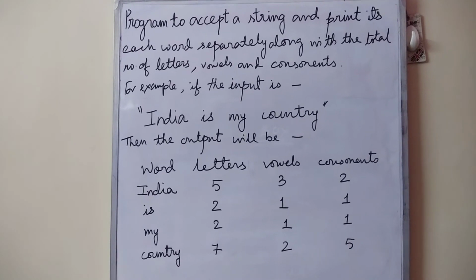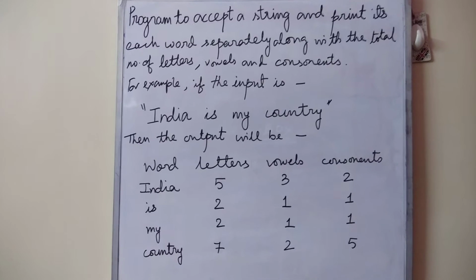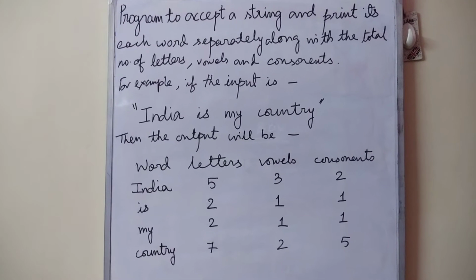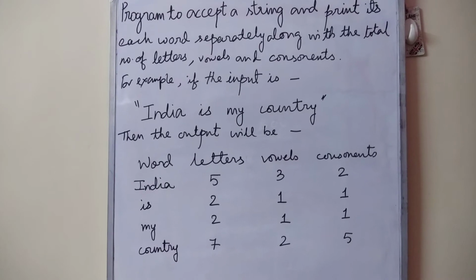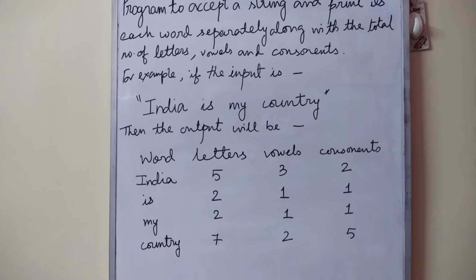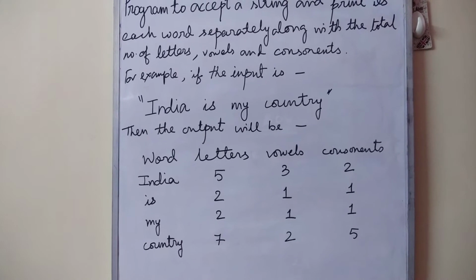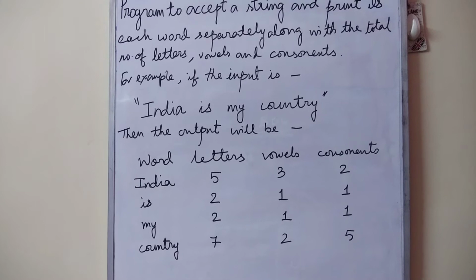The question is: write a program to accept a string and print each word separately along with the total number of letters, vowels and consonants. So if the input is given as "India is my country", the output will be the words, letters, vowels and consonants in each line.